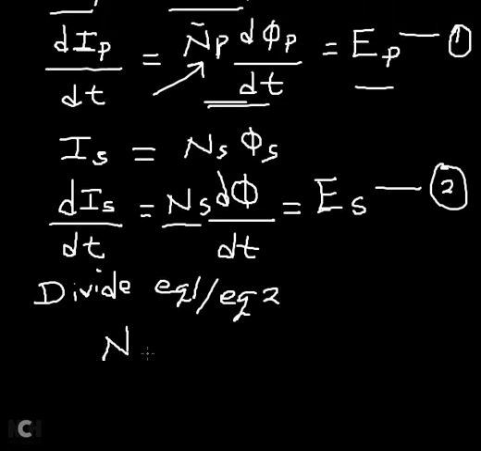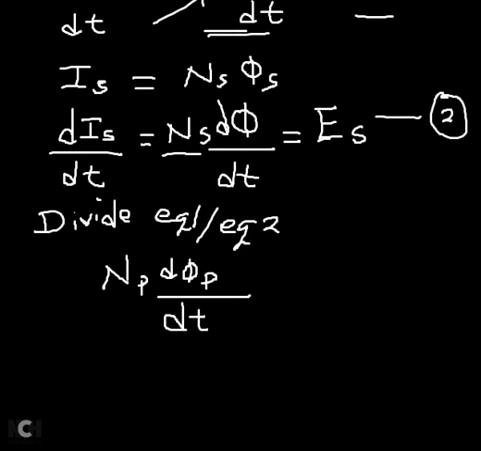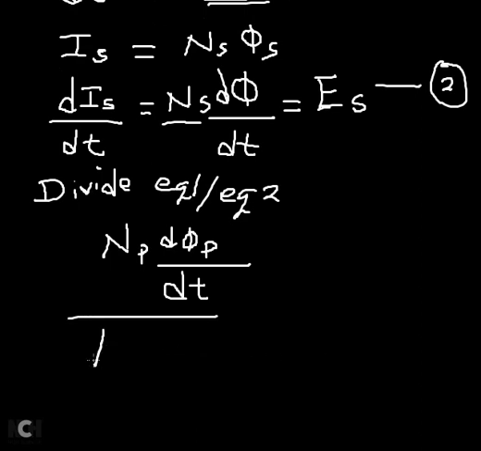So I'm going to have NP multiplied by the change in flux of the primary divided by delta T, then divided by NS multiplied by the flux generated at the secondary with respect to time.